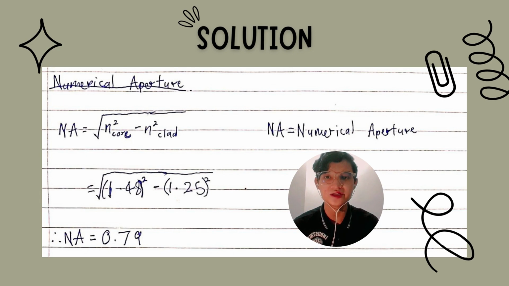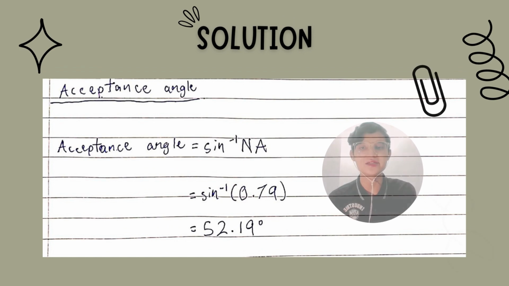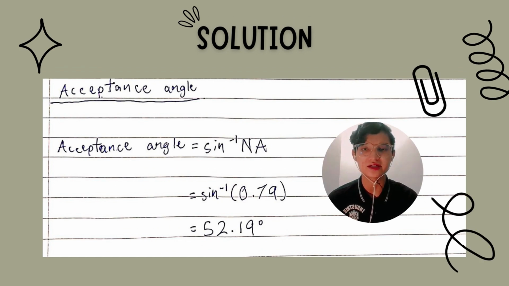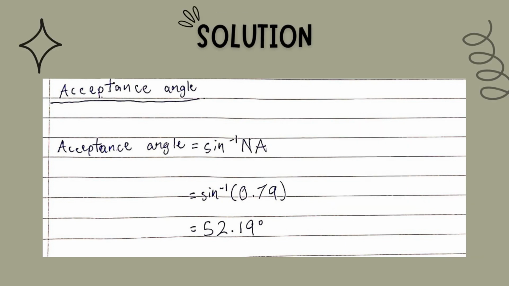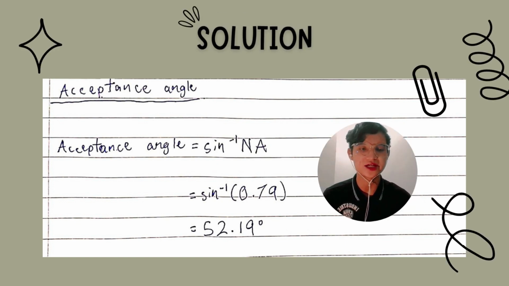Next, for the numerical aperture, we will use the numerical aperture formula. So the answer we got from using the numerical aperture formula is 0.79. Lastly, to find the acceptance angle, we will use the acceptance angle formula. So from the formula, this is the answer we got, 52.19 degrees. Okay, so that's all from me. Next, we will continue with question 2. So I will pass this presentation to Ezzat.